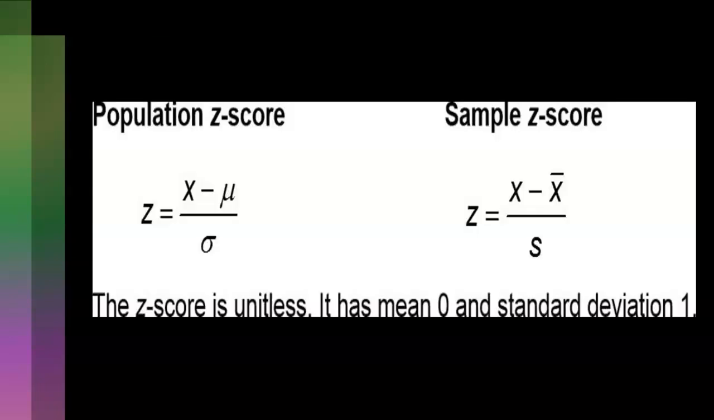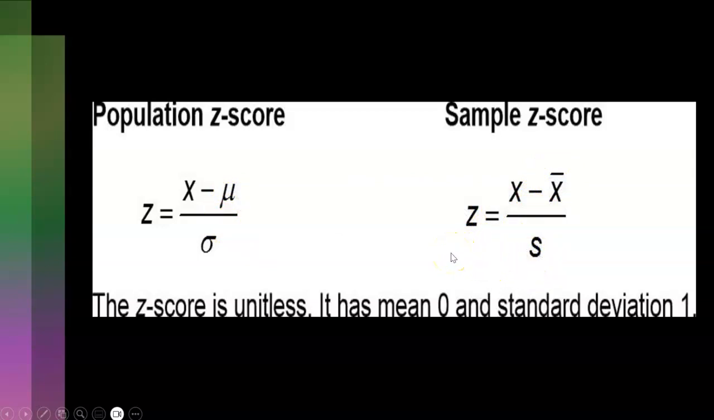And this is how you calculate the z-score. All right, so for the population z-score, you would do your x, which is your data value, minus your population mean, divided by your population standard deviation. And it's the same formula for a sample, except you use the sample mean and the sample standard deviation.